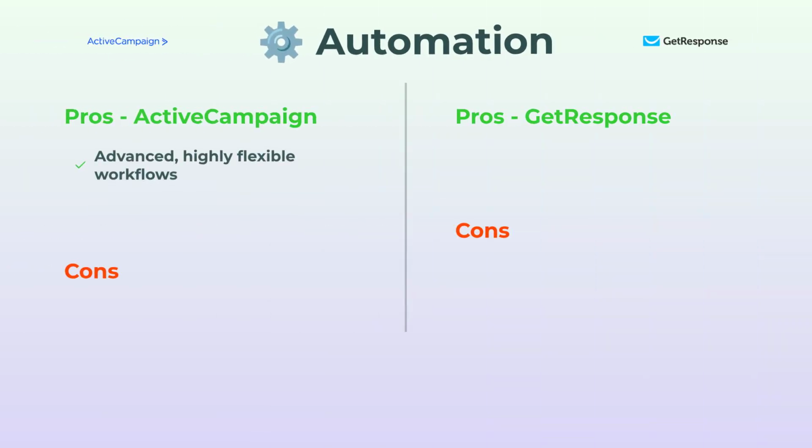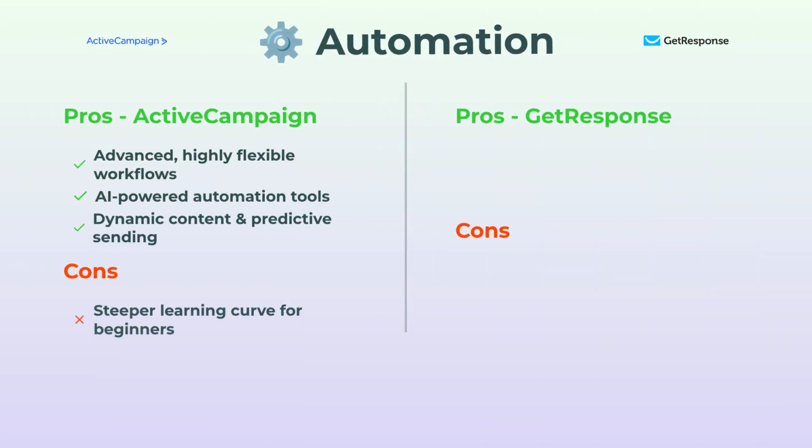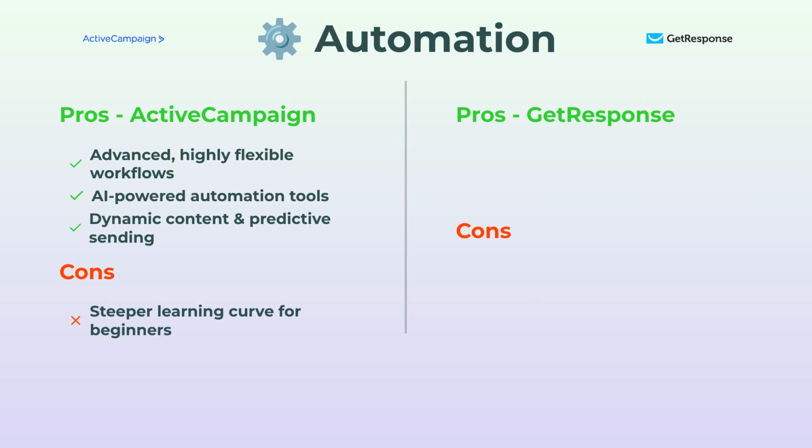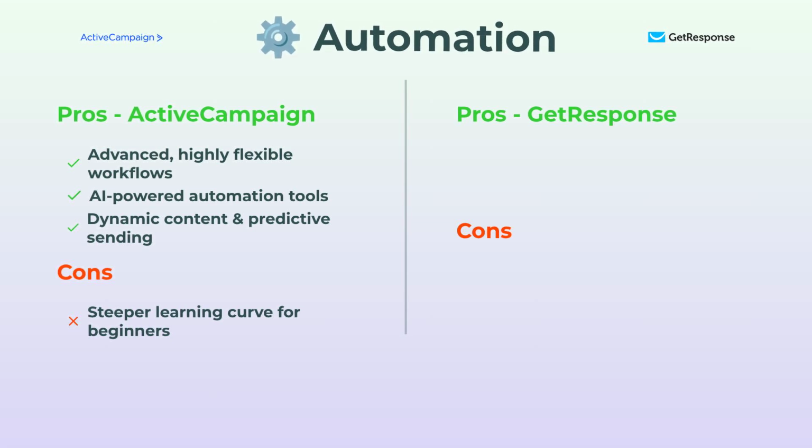So first up, automation. Let's start with ActiveCampaign. Truthfully, this is kinda their flex. Like, the workflows here are super advanced. You get all these AI-powered tools, dynamic content, predictive sending. It's honestly a dream if you love going deep on automation stuff. There's a catch though. It can feel overwhelming if you're brand new.